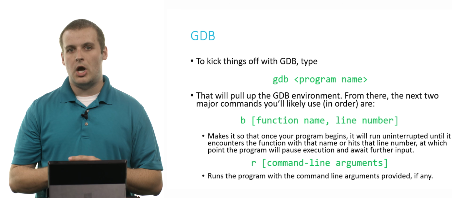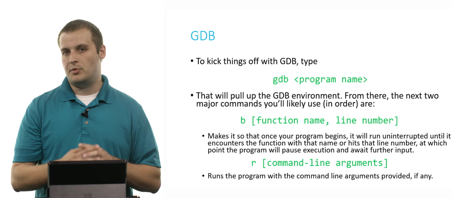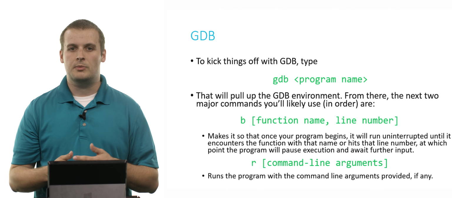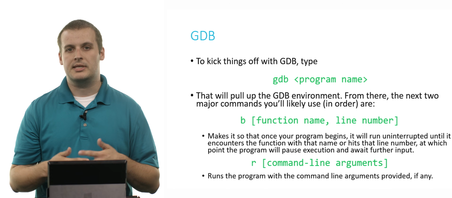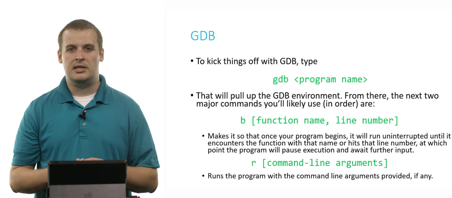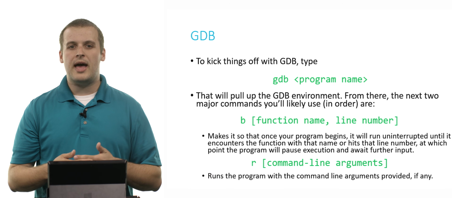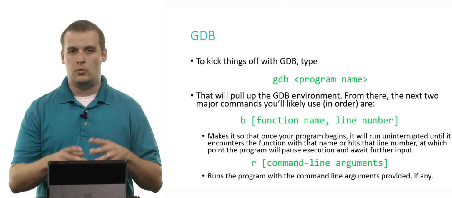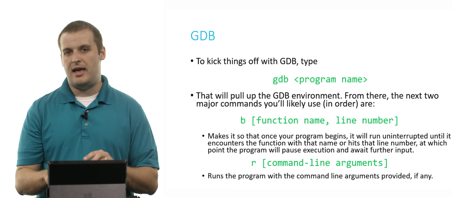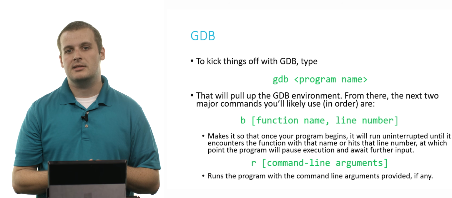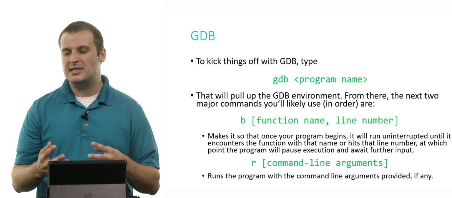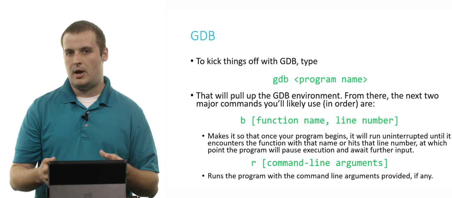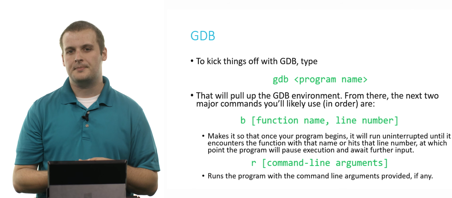So to get things going with GDB, to start the debugging process of a particular program, all you need to do is type gdb followed by the program name. So for example, if your program is hello, you would type gdb hello. When you do that, you're going to pull up the GDB environment. Your prompt will change. Instead of being what it usually is when you type things at the command line, ls, cd, all of your typical Linux commands, your prompt will change to probably something like parentheses, gdb, parentheses. That's your new GDB prompt, because you're now inside the GDB environment.